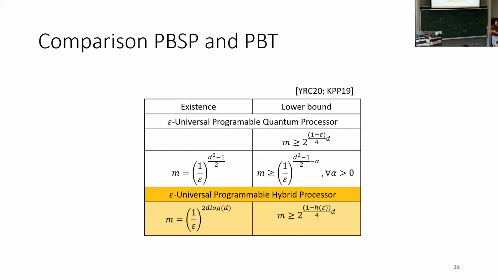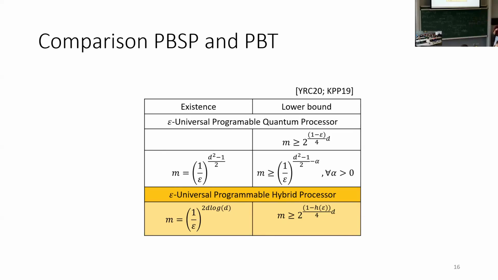So how does the table of comparisons look for hybrid processors? We've built a hybrid processor where the memory scales as d log d in the error. And we've shown that you cannot build something better than a memory that scales, oh, this is a 2, not a 4, as 2 to the d with some error.